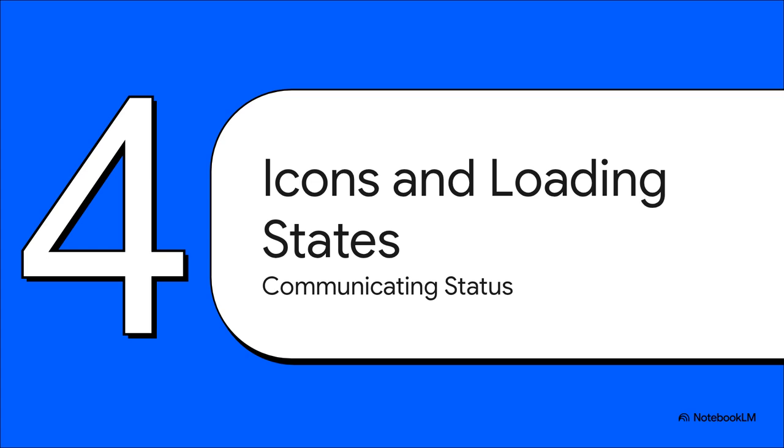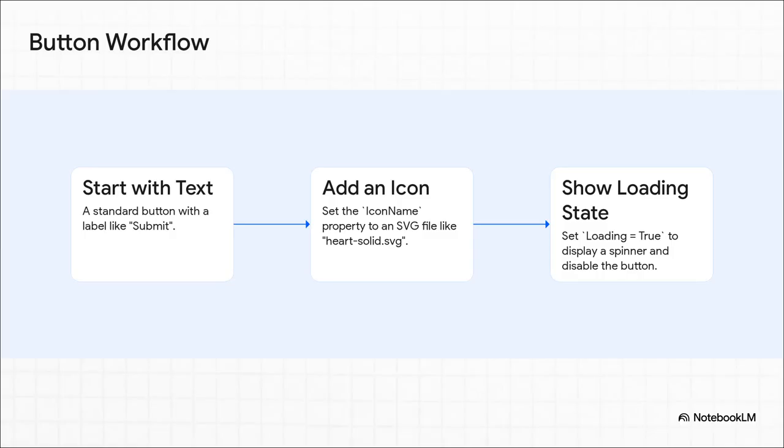Okay, our buttons are looking great, but how do we make them more interactive? How do we communicate what's happening in the app visually? This is all about going beyond just a static label. Check out how easy this is. You start with your text, right? Submit. Then you just tell it the name of an SVG file, and bam, you've got a beautiful, crisp icon right there. But here's the real magic. When the user clicks that button, you just set loading to true. It automatically shows a spinner and disables the button. That is perfect user feedback with basically zero effort.